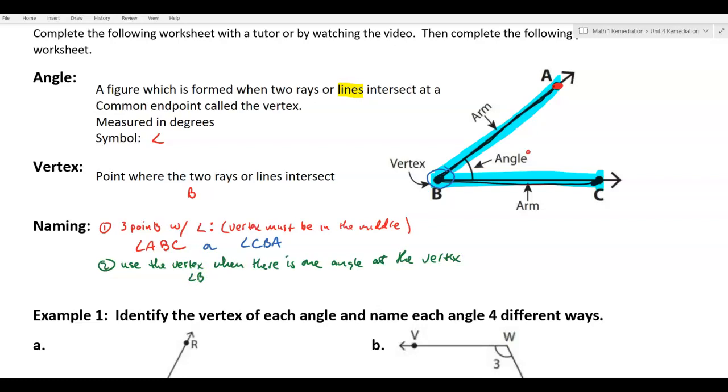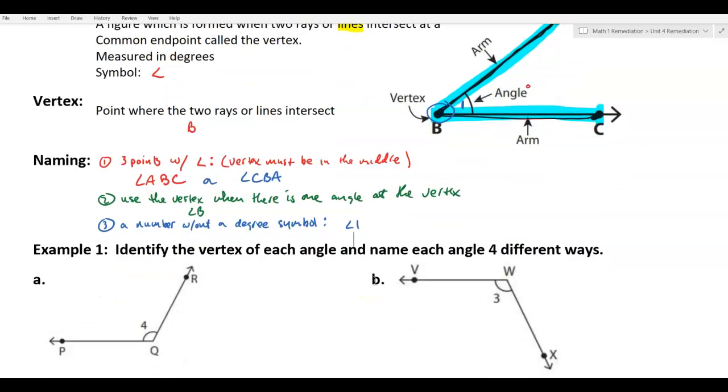Now the third way, which is tough to do in this example here, is you'll see a number without a degree symbol. So if I put like a little 1 in here, and the numbers are usually less than 10, but if I put a little 1 in there, there's no degree symbol on it, so we could just name it angle 1. Okay? So those are the 3 common ways to name an angle.